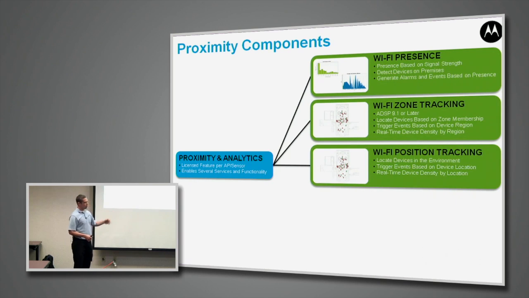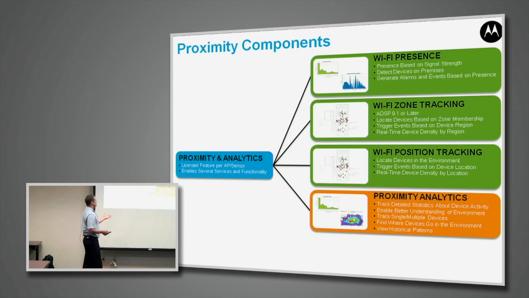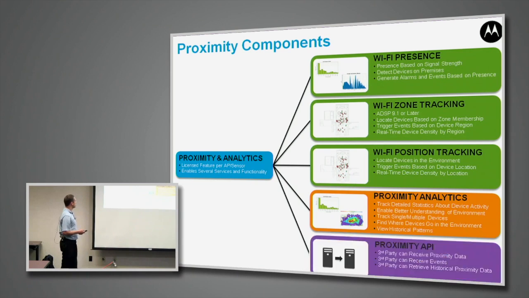Presence is pretty obvious what that is. Zone tracking, I'll talk about these in more detail. Position tracking is just more of the traditional, what you would think of as location tracking. And this is all Wi-Fi based. The other piece it enables is the analytics piece, so it enables the reporting and some of the interface dashboard pieces that you get with the location tracking or proximity piece. And then it also enables the API. We have implemented API from the platform itself, for integration into all the presence-based and proximity-based events and all the location data as well.